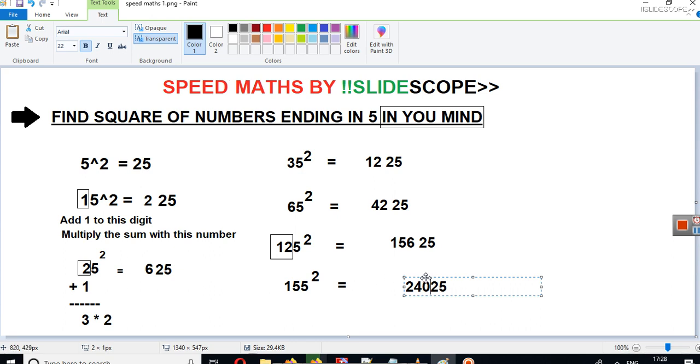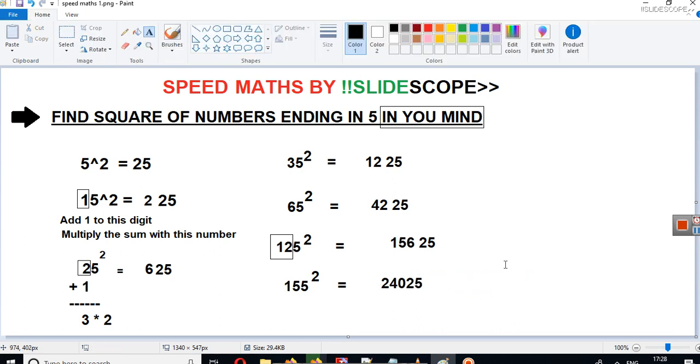If you remember the table of 16 up to 20, you can find this very easily. So this is our answer, and that's how you can find the square of numbers ending in 5 in your mind. Go ahead, try examples like 45, 55, 75, 85, and you will find the square of these numbers very easily.